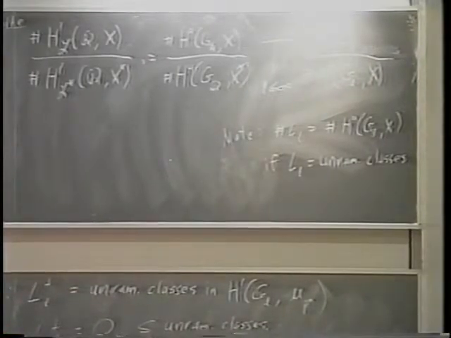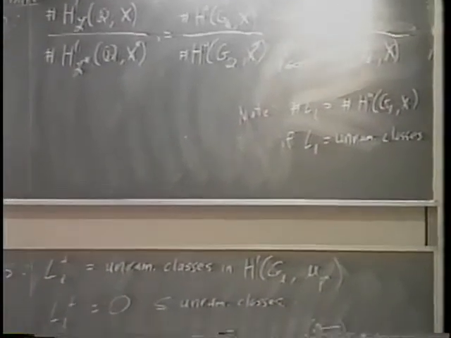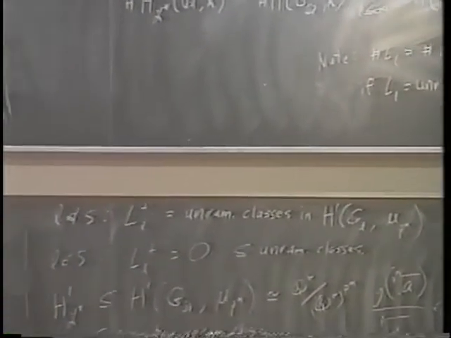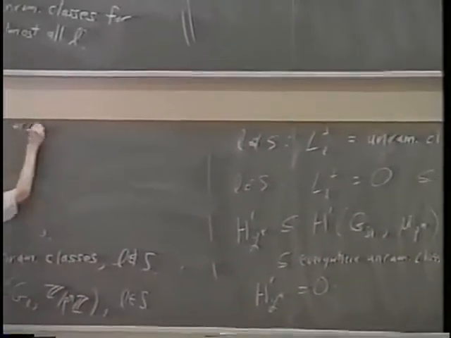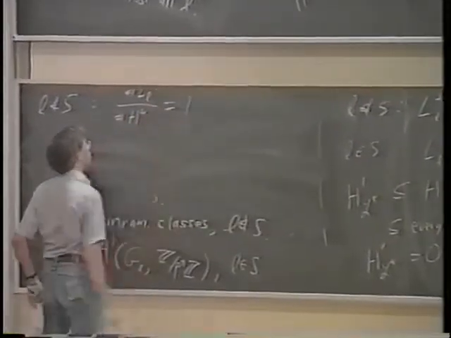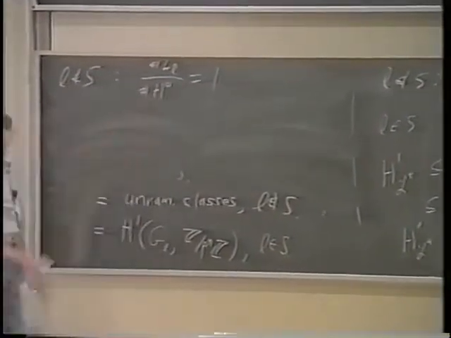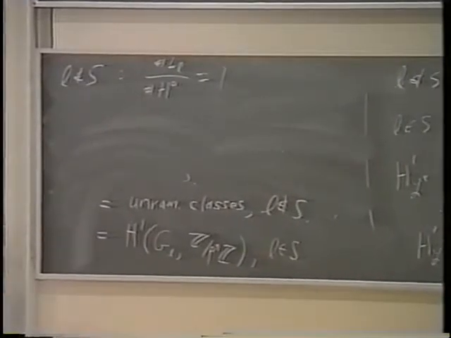We can just start writing them out. Well, when L is not in S, we get the order of L sub L over the order of H0, which is 1. All those factors for L out of S are just 1, so they don't even contribute. We can ignore them.